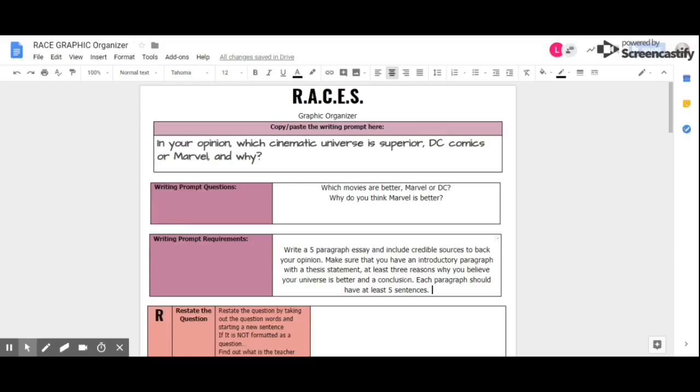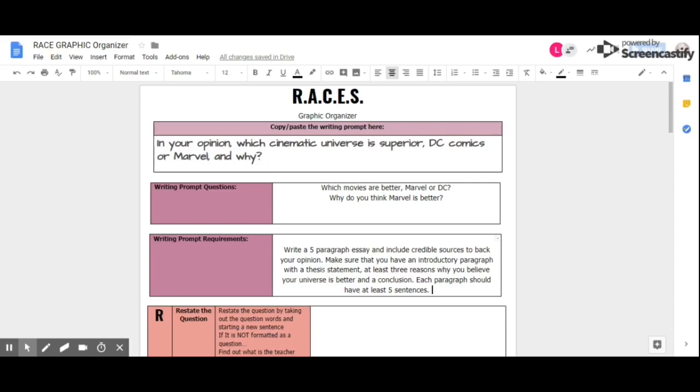Prompt help. My teacher said, write a 5-paragraph essay and include credible sources to back your opinion. Make sure that you have an introductory paragraph with a thesis statement, at least 3 reasons why you believe your universe is better, and a conclusion. Each paragraph should have at least 5 sentences. Okay, that's a pretty standard 5-paragraph essay requirement list.